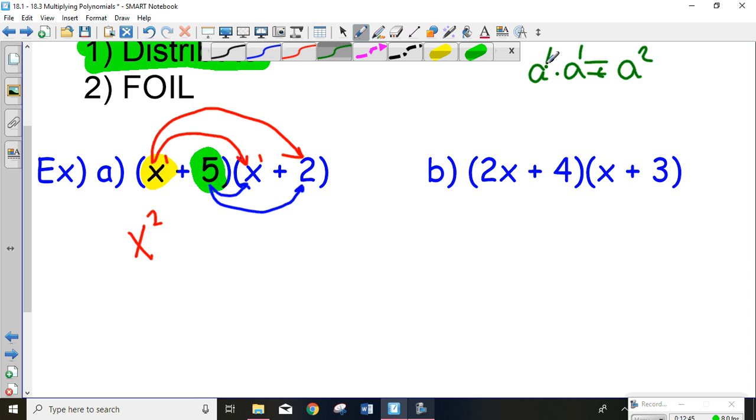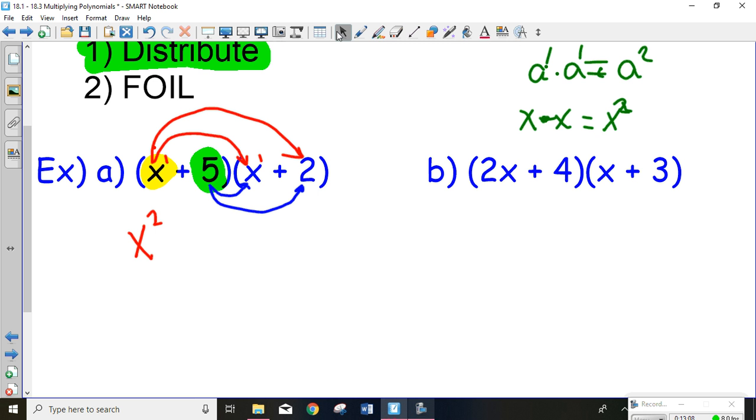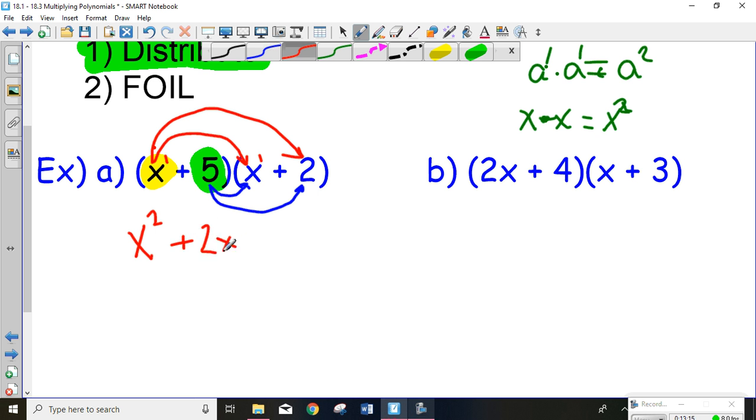X times x is x squared. That's another one that we see a whole lot. So x times x equals x squared. That's kind of just something to almost memorize. That will help you tremendously. So now I'm taking this x and distributing it to the second number, which is the 2. So 2 times x is just 2x. So now I've distributed the x to both parts of the second parentheses.